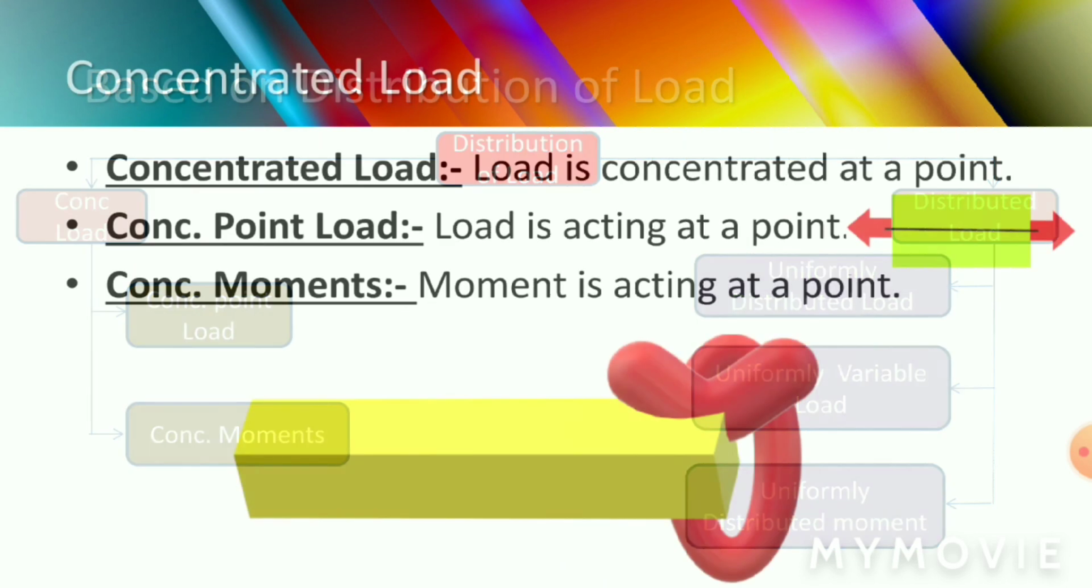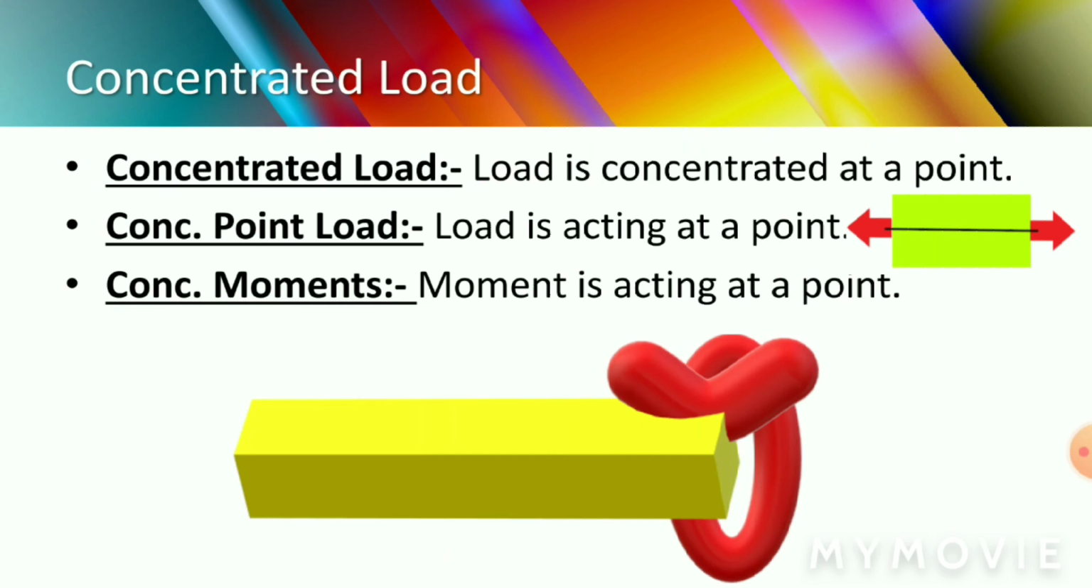Concentrated load. If the load is concentrated at a point, then it is said to be concentrated load. For example, you can see concentrated point load. The load is acting at a single point on the body, not acting on the entire body, only at a single point. Thus these loads are said to be concentrated point load.